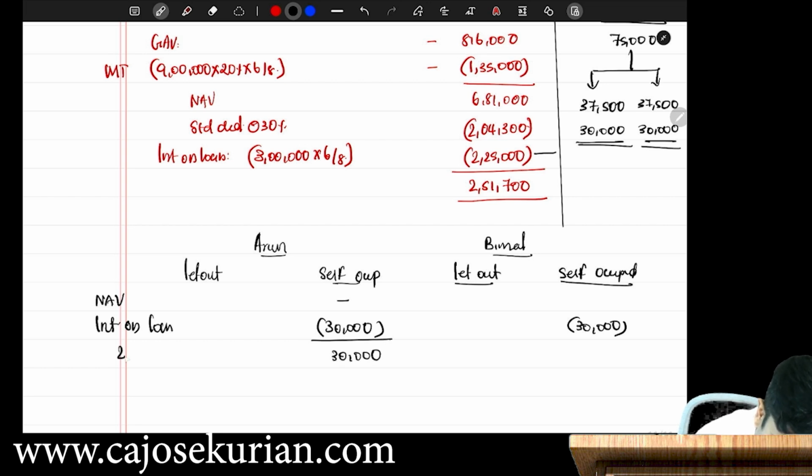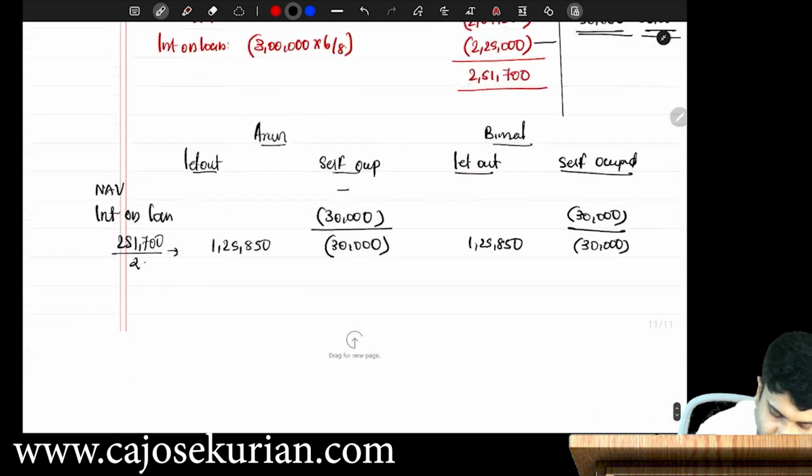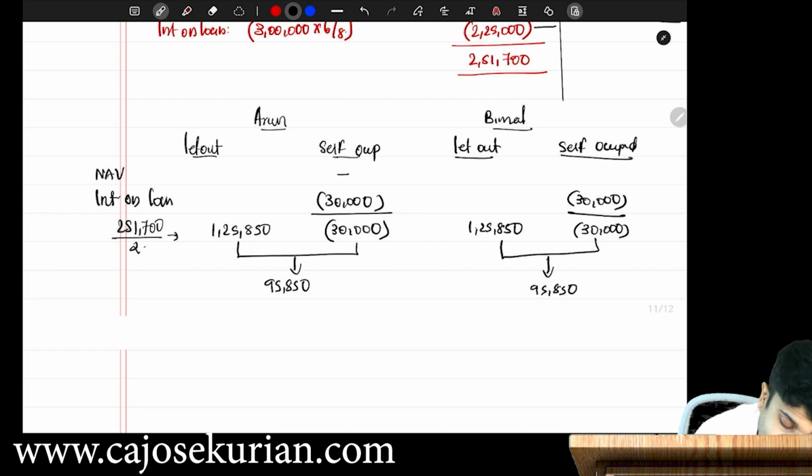How much is that? 251,700 by 2. 1,25,850. That is for the let out portion. Here 1,25,850, and this will be loss of 30. Can you net off and tell me how much will be the amount? If you net off these two, how much will be the amount? For Arun it will be 95,850, and Bimal also 95,850.